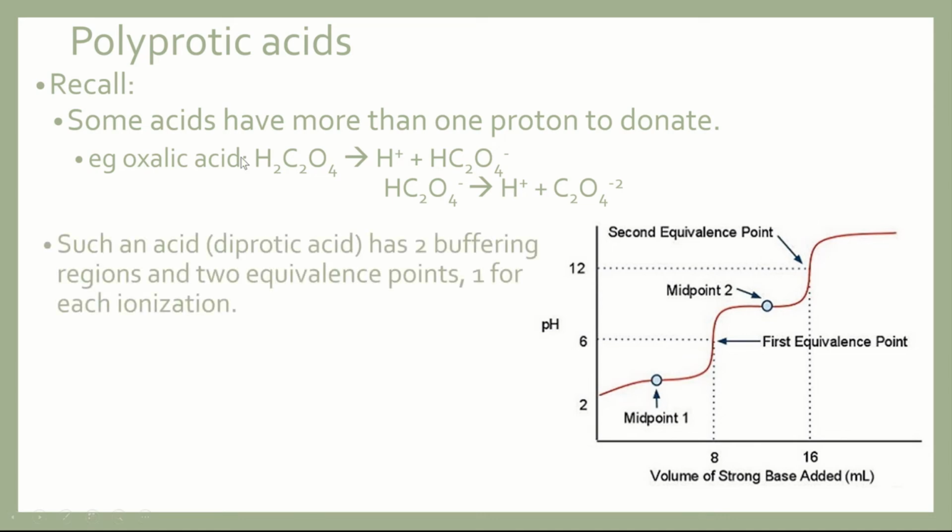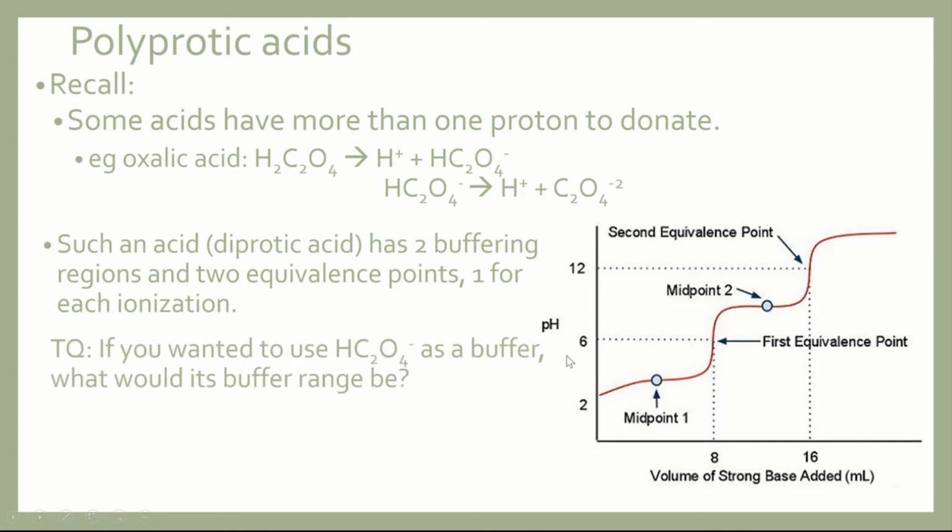Because it's a weak acid, both of them are weak acids. H2C2O4 is a weak acid. That makes it also a buffer. HC2O4 negative is also a buffer. And so each of them has their own buffering regions, one for each ionization. So we see the general shape of the curve here.